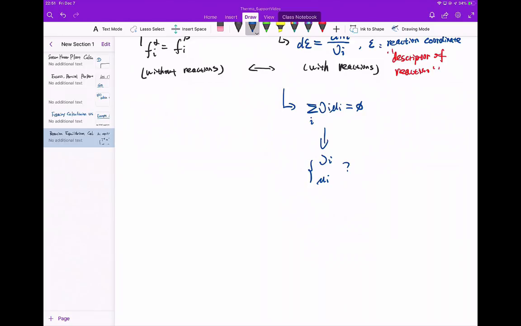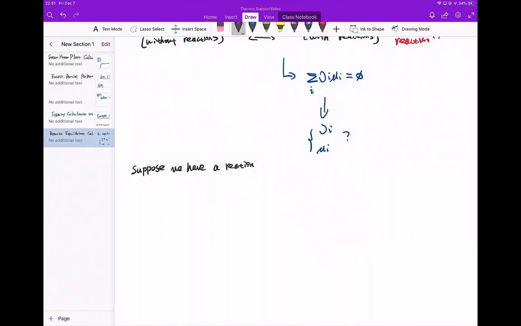For example, suppose we have a reaction which is a gas phase reaction. At a high temperature, we have hydrogen in the gas phase reacting with oxygen, and if we have enough oxygen, then we are going to completely burn, and we are going to have vapor water as the reaction product. So this is the reaction we have.